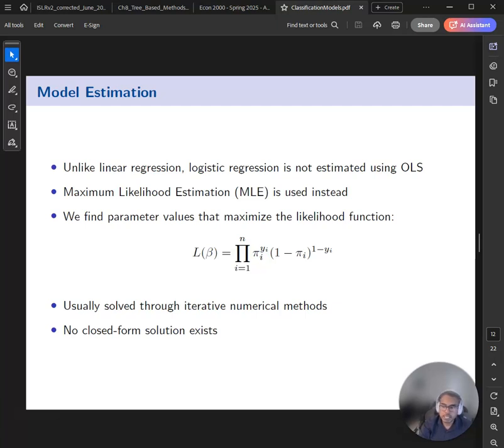The computer basically makes an educated guess, evaluates how good that guess is, and then refines it until it converges on the best values. That's why you will always need software to fit logistic regression models. The math is too complex to do by hand, but luckily for us, we have computers like statistical software to do this calculation for us.